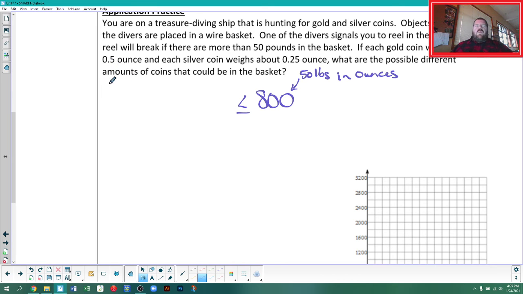Okay, so let's go ahead and take a look at this. I know that the weight, and this comes into play a lot of times in word problems, is the overall weight from all the gold coins I put in there. So I'm gonna kind of define some variables here. We're gonna let G be our gold coins, and more specifically, our number of gold coins. And we're gonna let S be our number of silver coins.